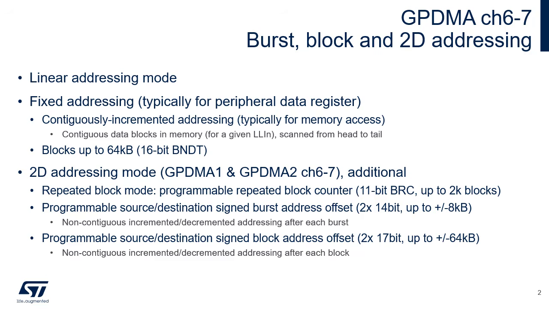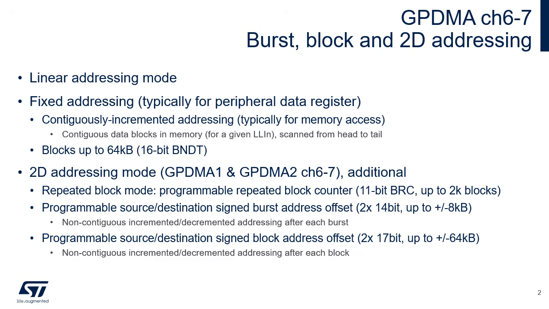The channels 6 and 7 of the GPDMA1 and GPDMA2 implement additional addressing modes: repeated block mode, based on a programmable counter; programmable source and destination signed burst address offset; programmable source and destination signed block address offset. Thus, two programmable strides can be inserted between consecutive bursts and between consecutive blocks.